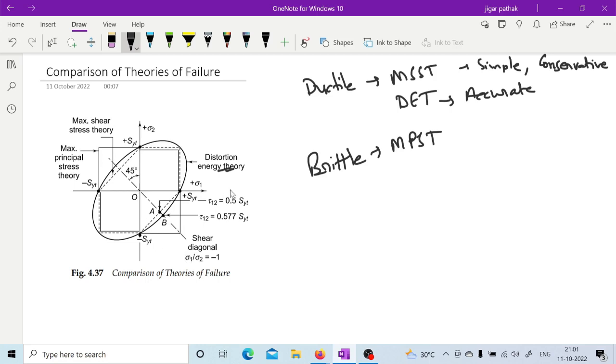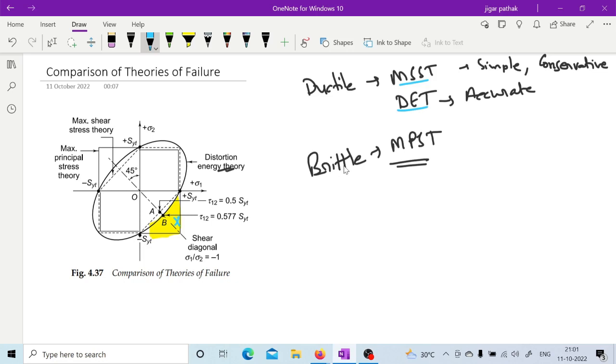So sometimes it is dangerous to go with MPST, because in this particular region, if you see this region here, any point there will be called safe by MPST. But for ductile material it is not safe, because it lies outside the envelope of both MSST and distortion energy theory. So sometimes it is dangerous to go for the maximum principal stress theory for ductile material. Are you getting what I am trying to say?